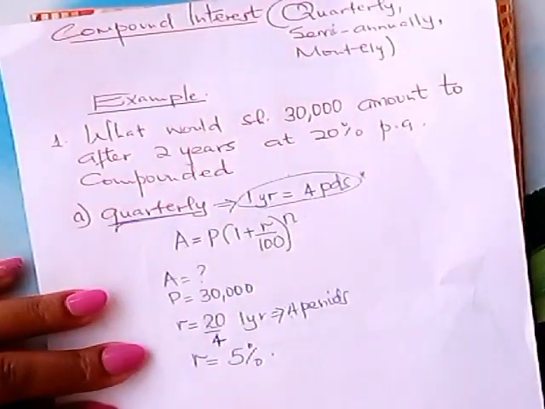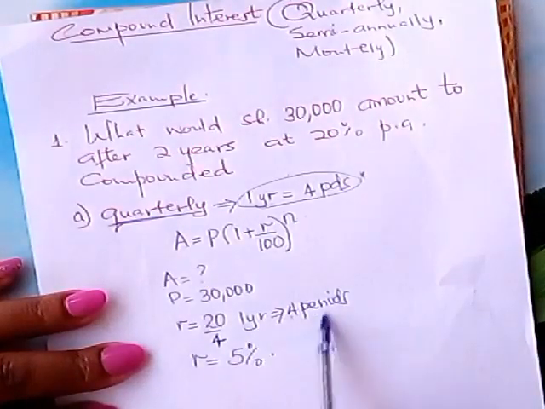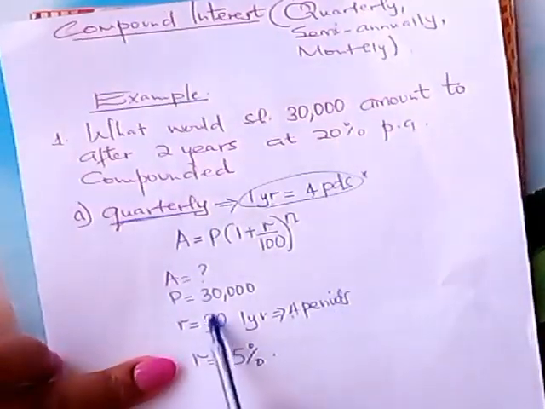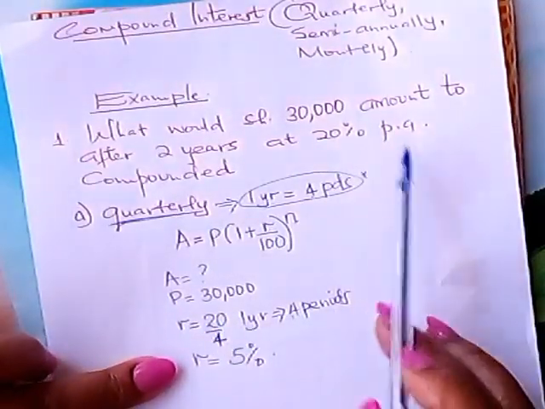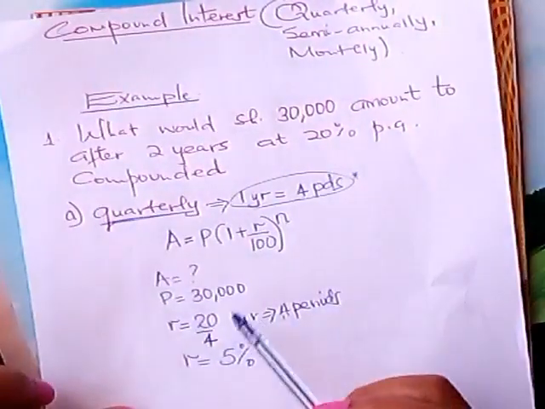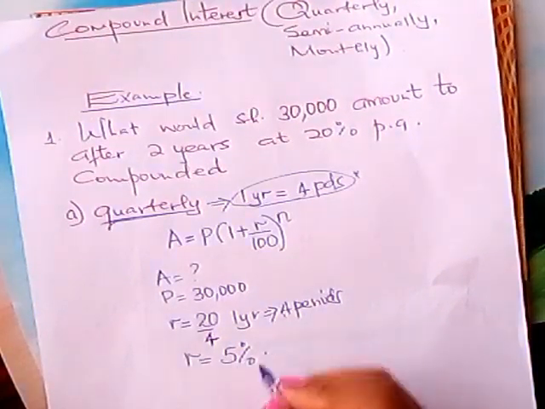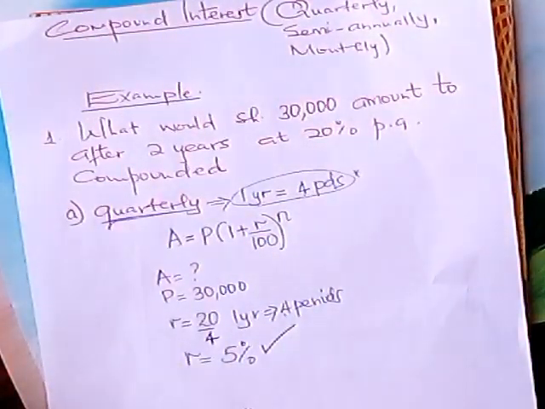I hope you have got that. Remember, 1 year has been divided into 4 parts called periods, 4 periods. So if this was the rate per year, per annum, what is the rate per period? You take 20 divided by 4. So 5%. So this is your new rate.